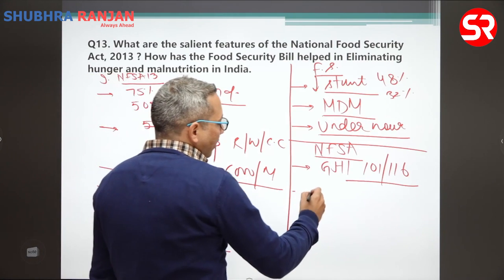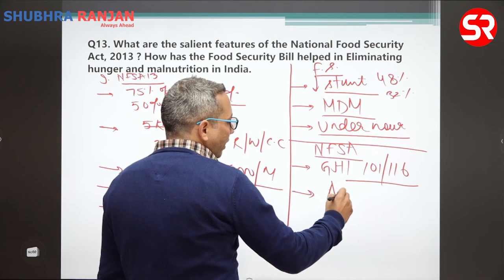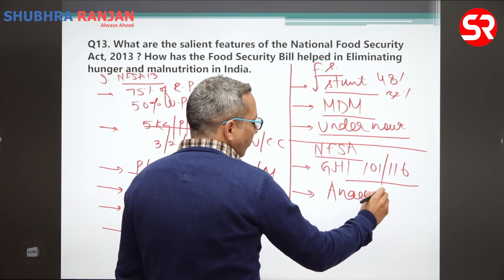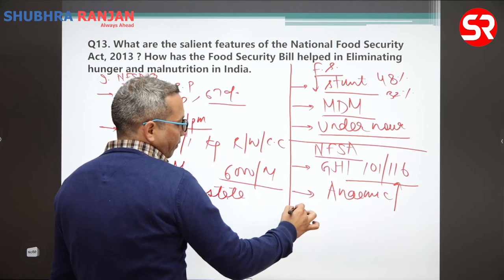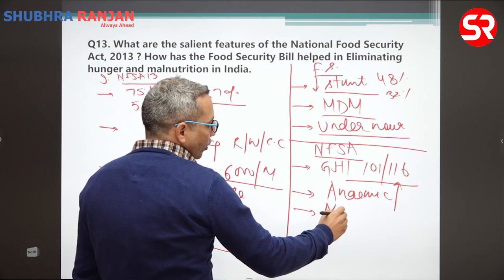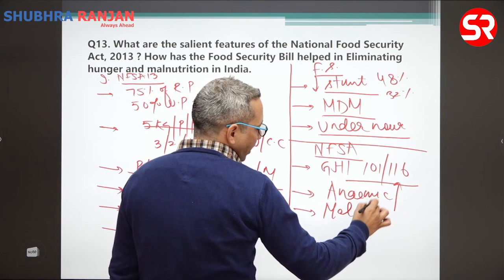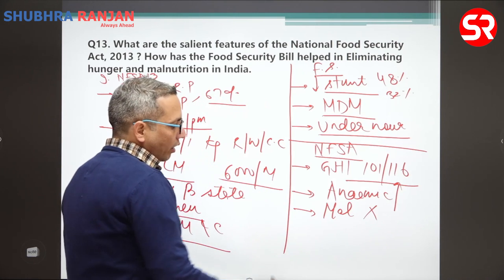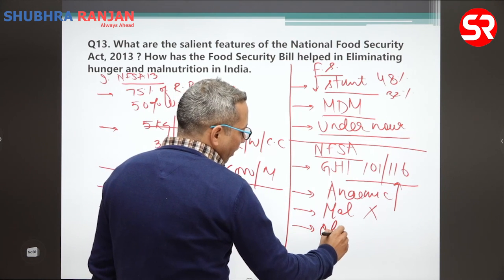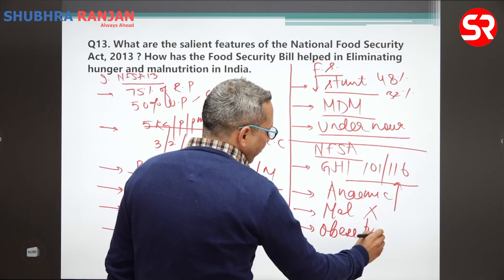Then we'll say the number of women who are anemic has increased. The incidence of malnutrition hasn't reduced. The number of obese people is actually increasing in India.